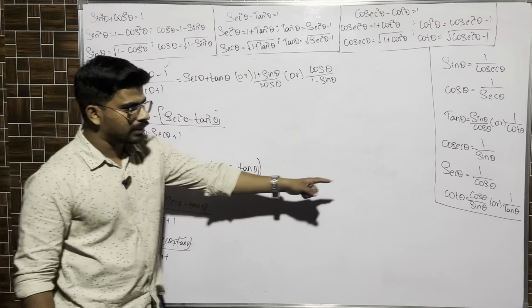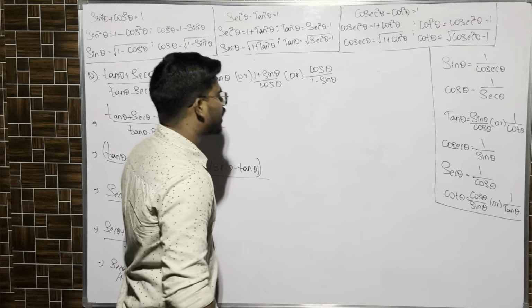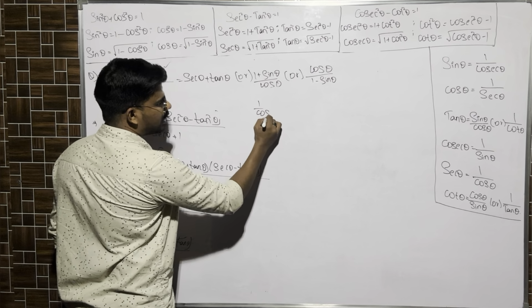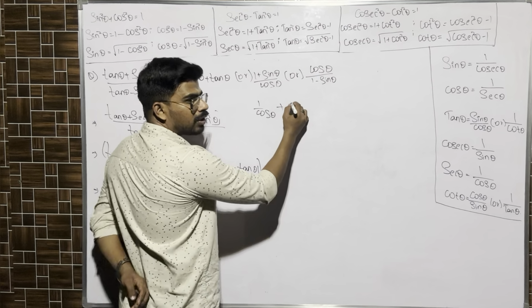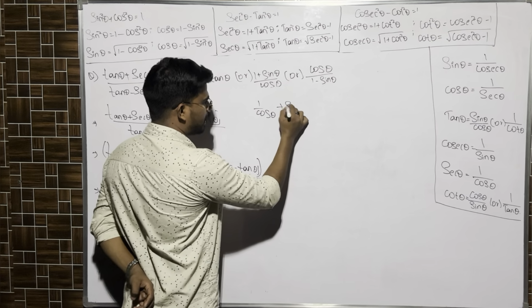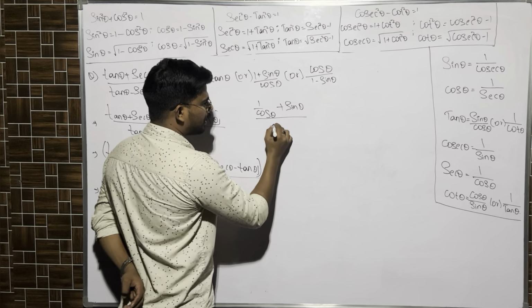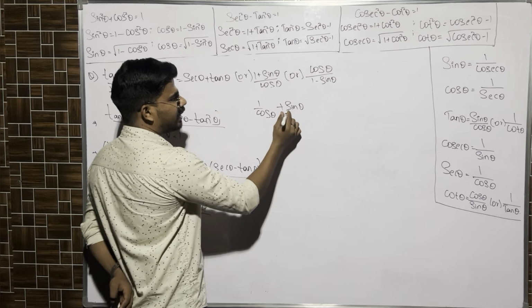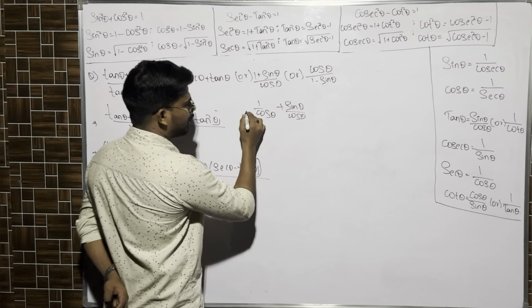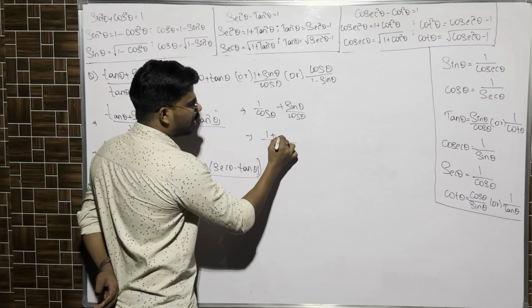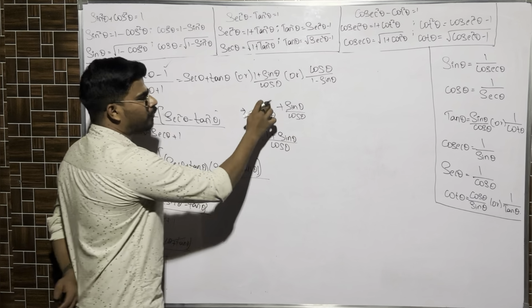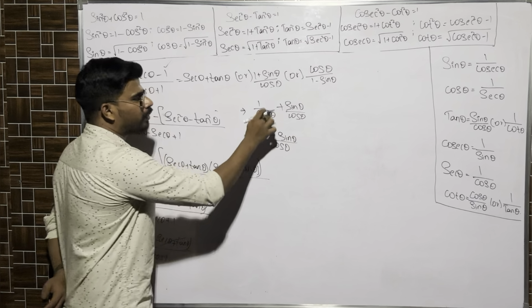Secant can be written as 1 by cos theta, plus tan theta can be written as sin theta by cos theta. LCM is cos theta. If I take cos theta as LCM, in the numerator we have 1 plus sin theta. Proved? Same question. Till here same to same step. We just have to do additional 2 steps.